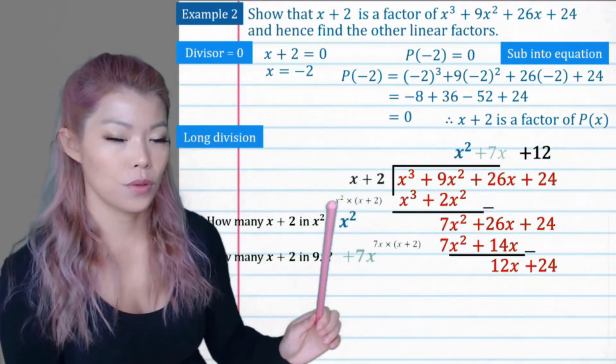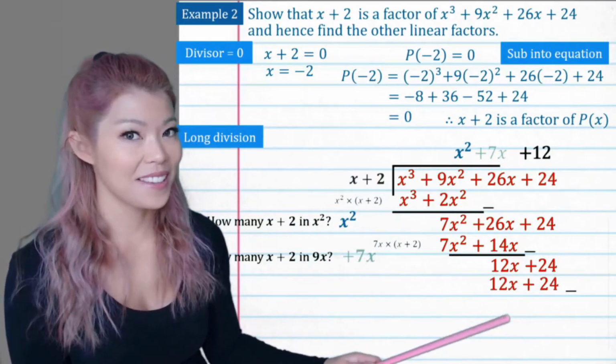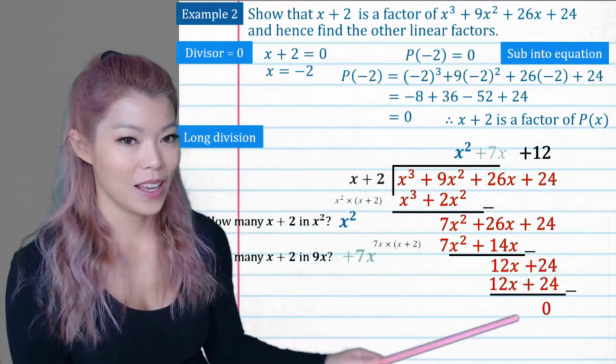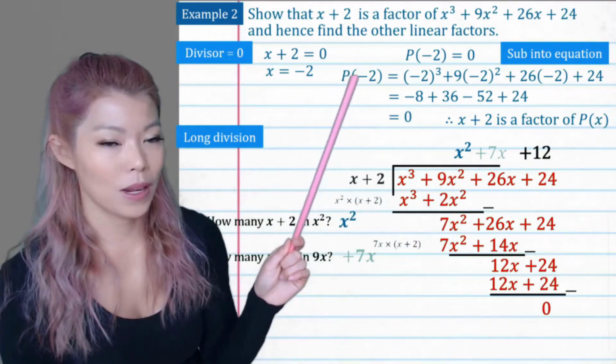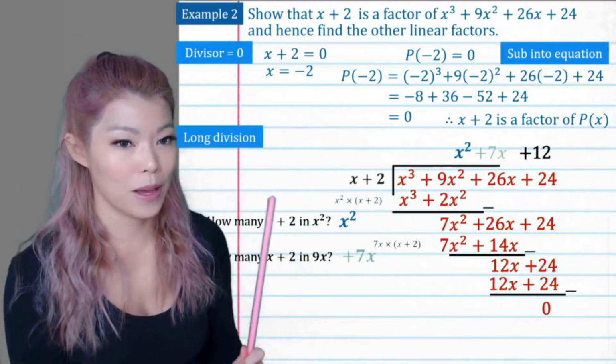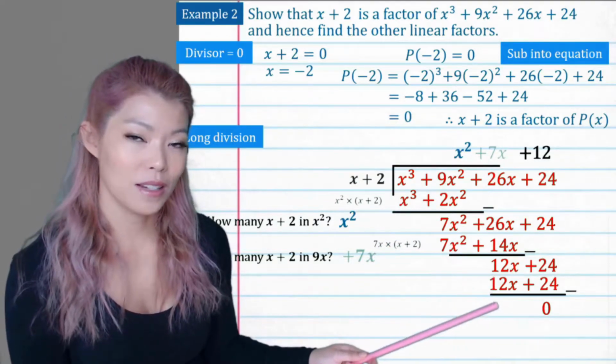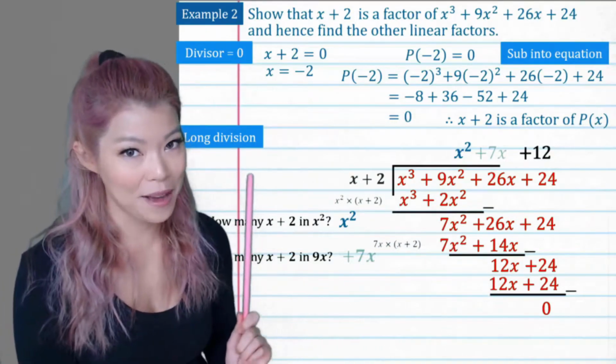Multiply it through. 12 times x plus 2 is 12x plus 24, which gives us a remainder of 0. If you've just done the remainder theorem by plugging in the number and getting 0, and you do long division and you don't get 0, you know you've made a mistake. So you can go back and check your answers. But if you do get 0 like we did, you should feel pretty happy right now.